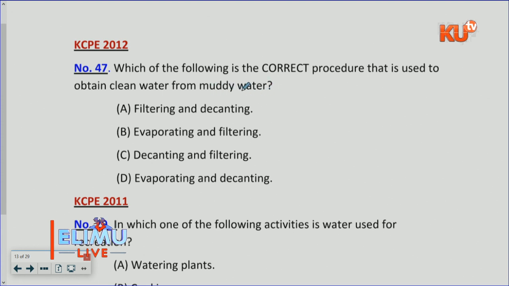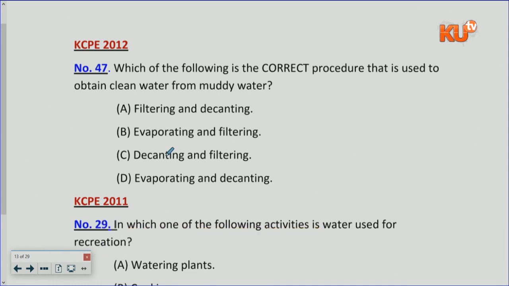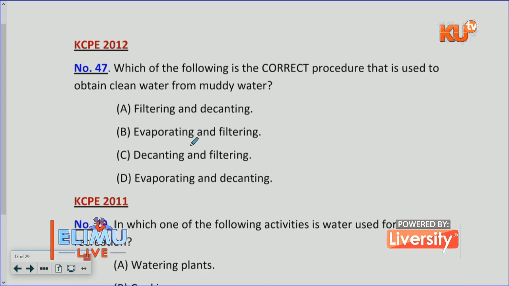If you find muddy water, remember there's something called filtering. And the best one, remember, evaporation, you cannot remain in that water. This one is a method of separating mixture. So the correct answer there is you decant so that the dirt can settle down, and then you filter to remove the layer that floats on water. So remember, humus floats on water. So the correct answer was choice cut.